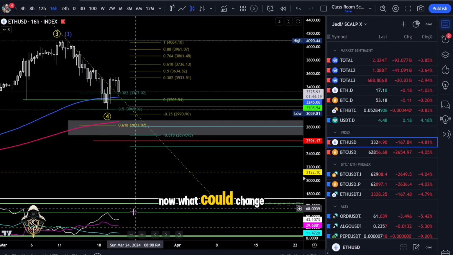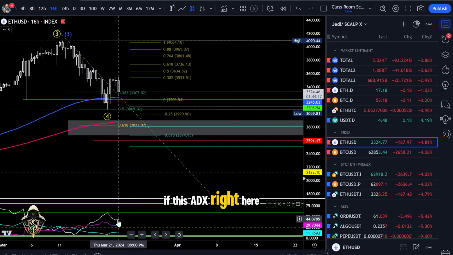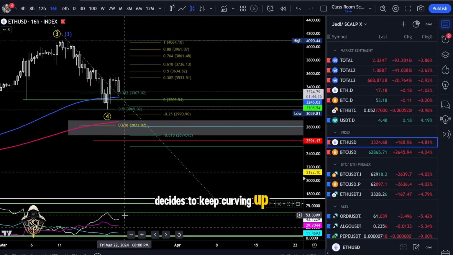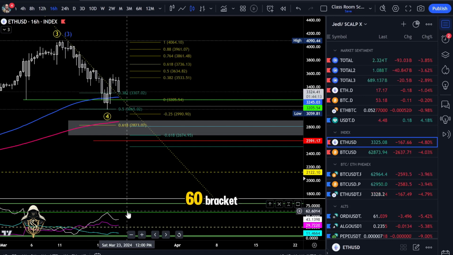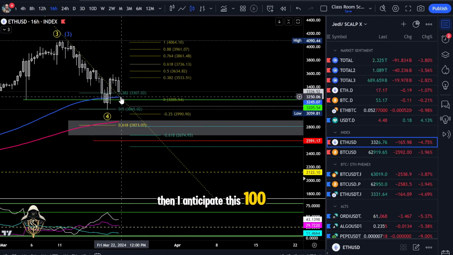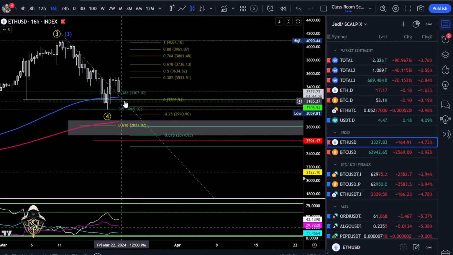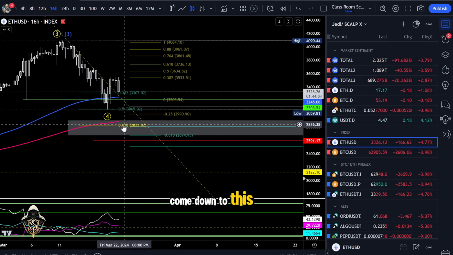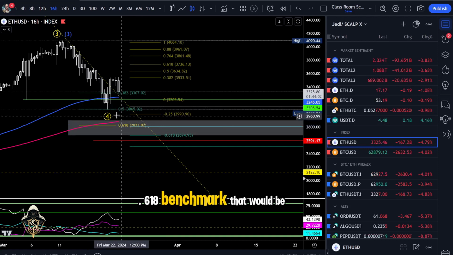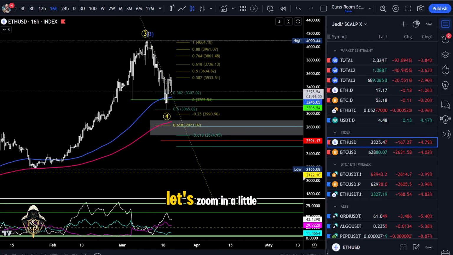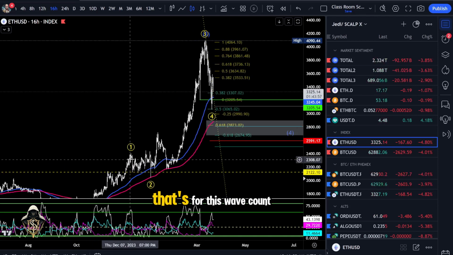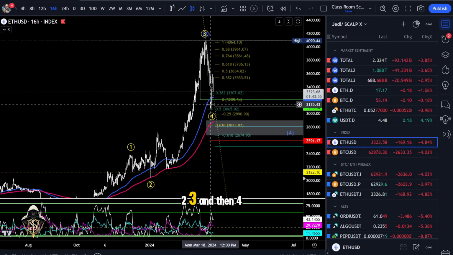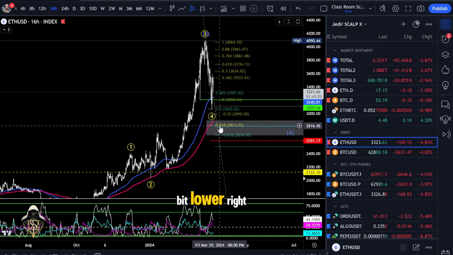Now, what could change? If this ADX right here decides to keep curving up and move back into this 60 bracket, then I anticipate this 100 EMA to be lost, pushing down to where wave 4 essentially is going to come down to this 618 benchmark. That would be for this wave count. Let's zoom in a little bit here, right? That's for this wave count 1, 2, 3, and then 4 would come down a little bit lower, right?